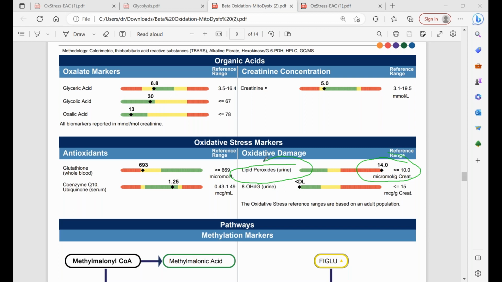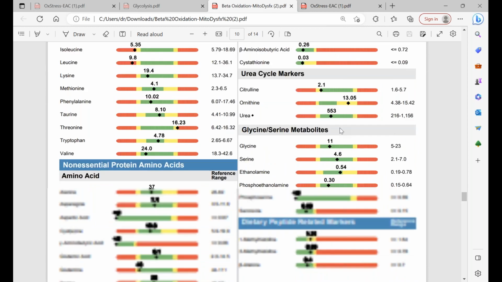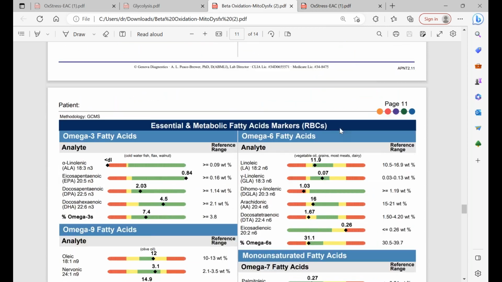Okay, lipid peroxides high. This is extremely high. The reference range is up to 10. They're above the reference range. So right now, you've got a more important problem with this patient than what their 3s and 6s are like, because you've got to get the lipid damage down. And how do you do that? Fat-soluble antioxidants. Which ones are they? Vitamin E, CoQ10, beta-carotene. So that's correctable. And then we're going to look at the fatty acids themselves.